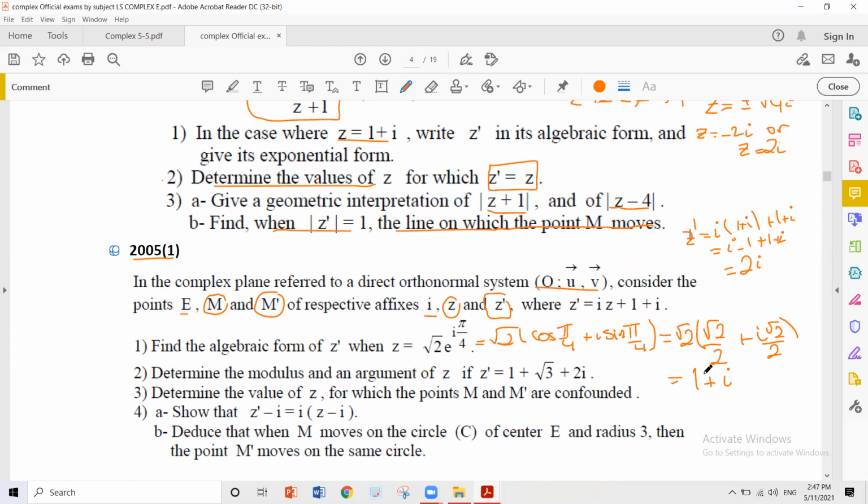If we need to write z prime in the exponential form, what is the exponential form of 2i? This is pure imaginary, meaning the angle is pi over 2, and the modulus is 2. So we get 2e to the power pi over 2 i.